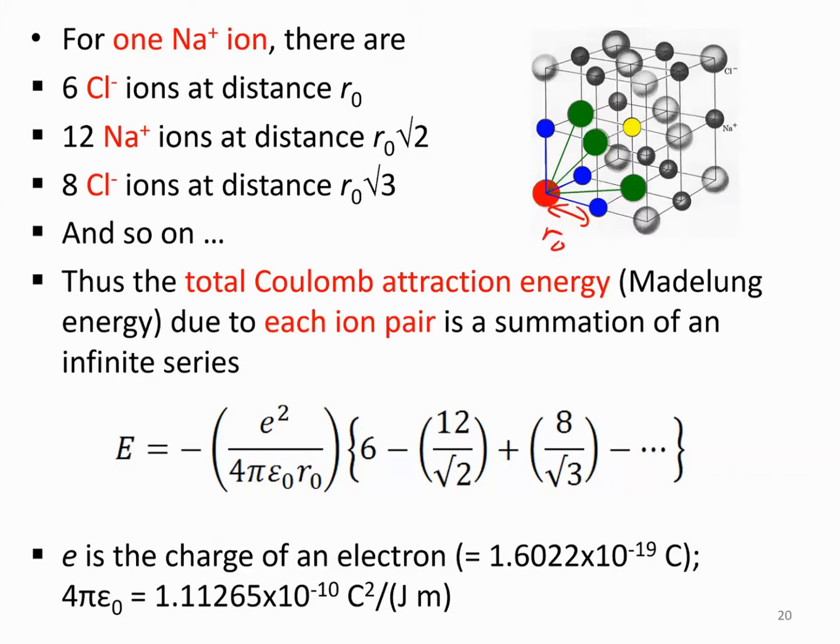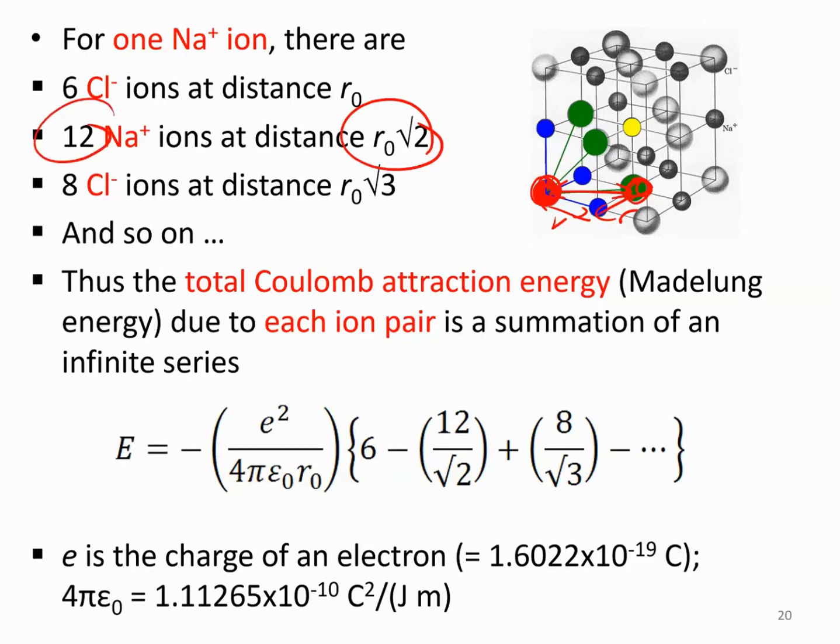Then the next one, the second nearest neighbor would be the green one, right? There will be 12 green atoms surrounding this red atom at the same distance. The distance is square root of 2 R0. How to calculate this one? Basically very simple. If this is R, this is R, then this will be square root of 2 R. So the distance between the red one and the green one will be square root of 2 R0. And how many? The number will be 12.